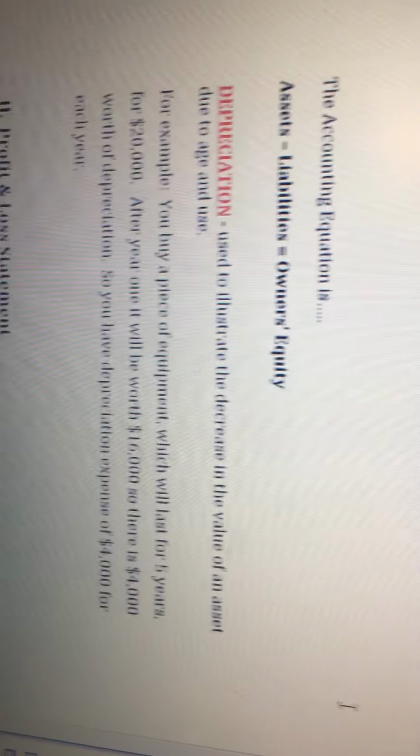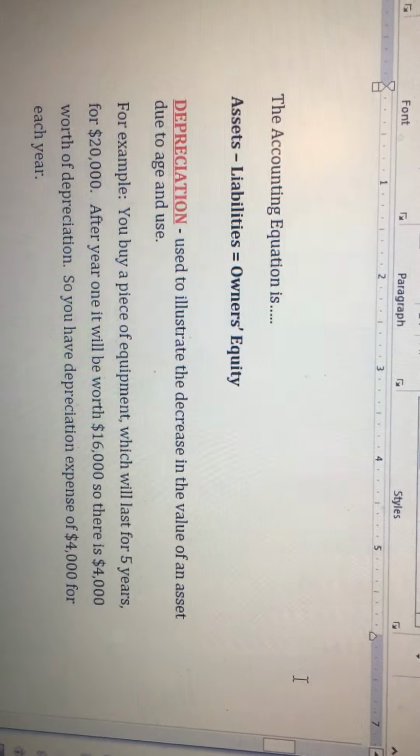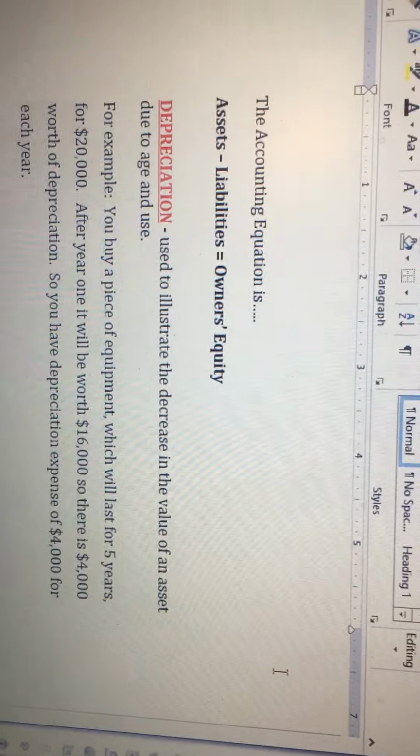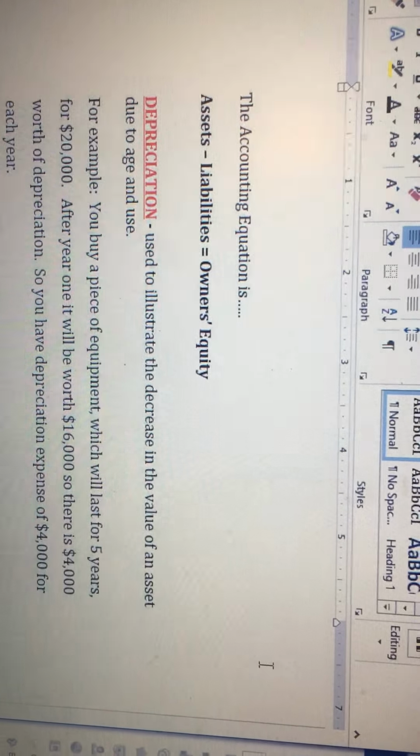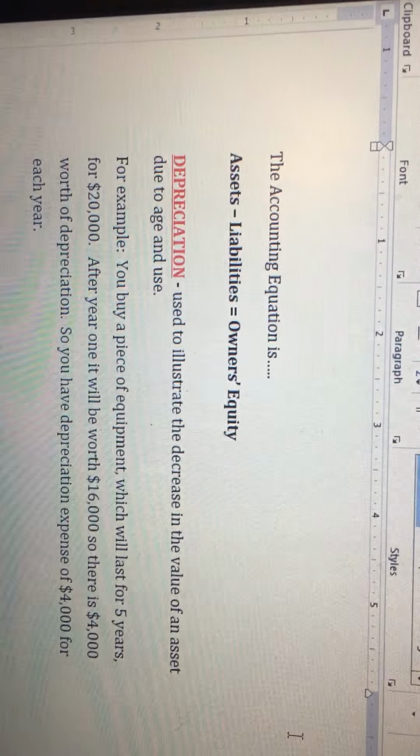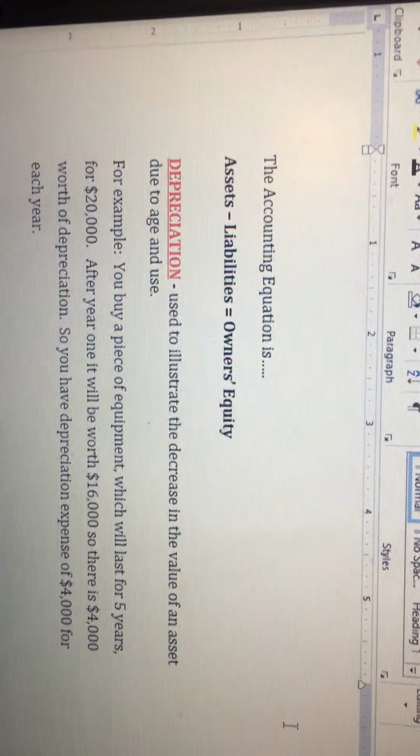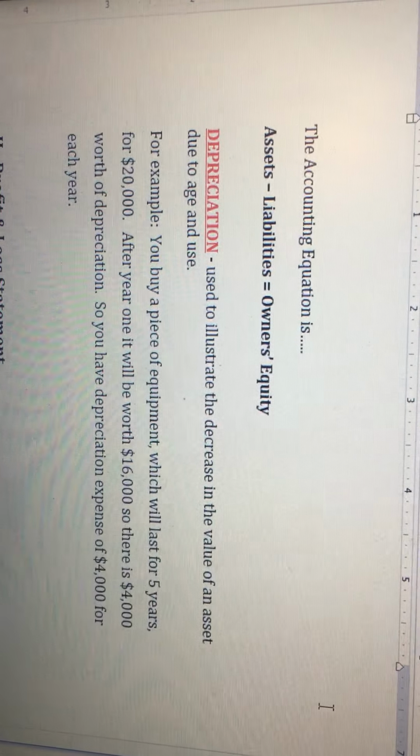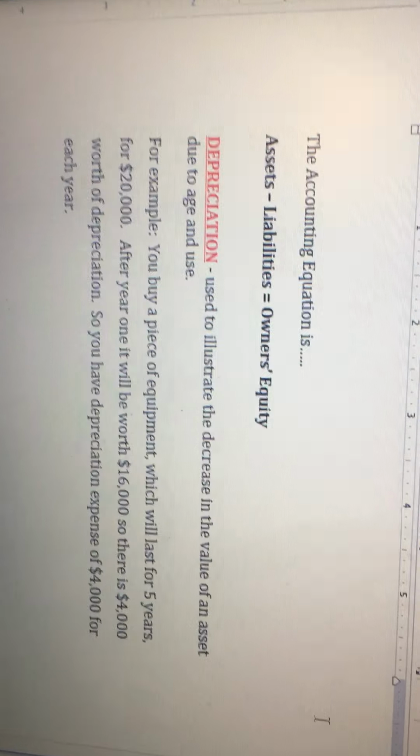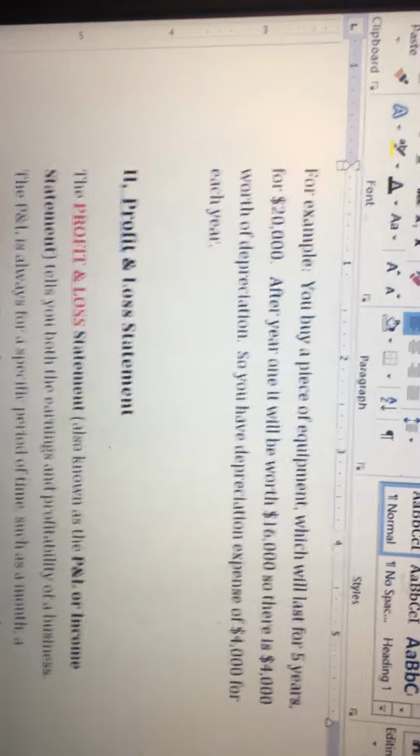Next, there's one term that I need you to also understand, which is depreciation. Depreciation is used to illustrate the decrease in value of an asset due to age and use. So if you buy a delivery van for $20,000, each year that you use that van becomes worth less. So you have to depreciate it a certain amount each year. If it has a useful life of 5 years, then you have to depreciate it from $20,000 down to zero over the next 5 years.